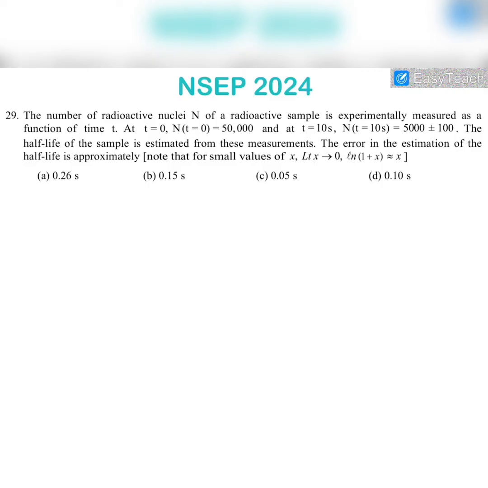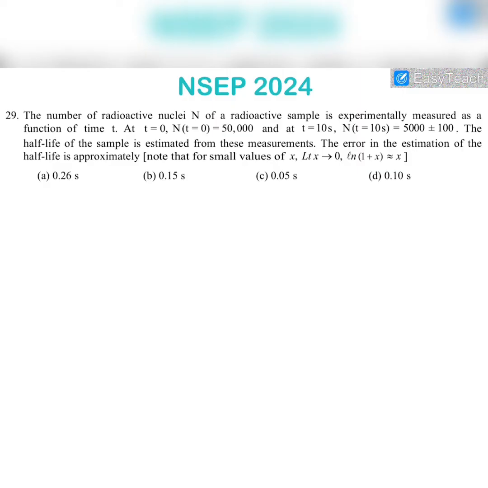In this question, you can see that the number of radioactive nuclei N for a radioactive sample are experimentally measured as a function of time t. At t equal to 0, it was given that N was 50,000, and at t equal to 10 seconds, N was equal to 5,000 plus minus 100. So the half-life of the sample is estimated by using these measurements, and we have to find out the error in estimation of half-life of this sample.